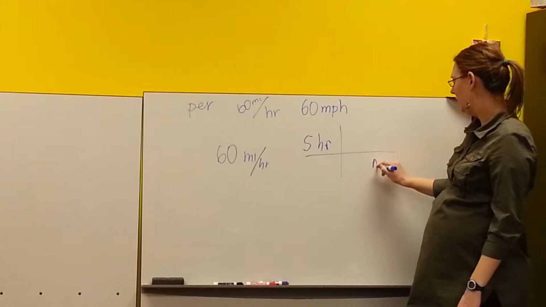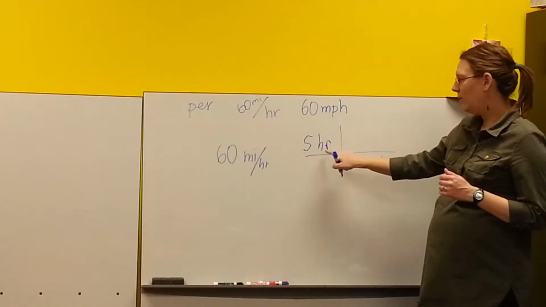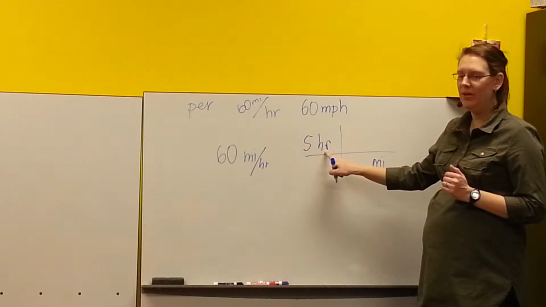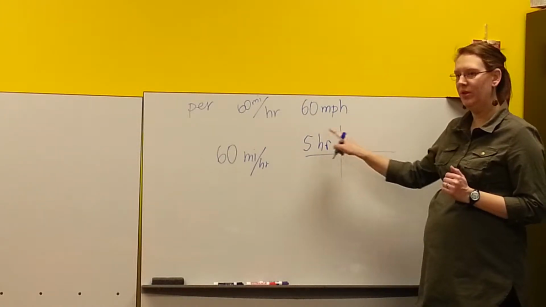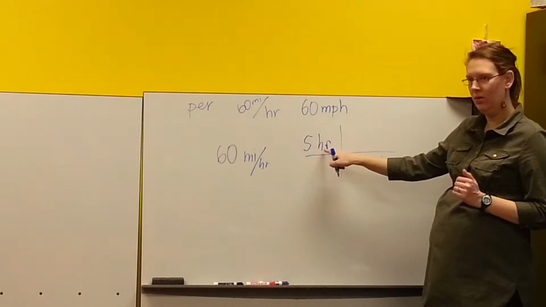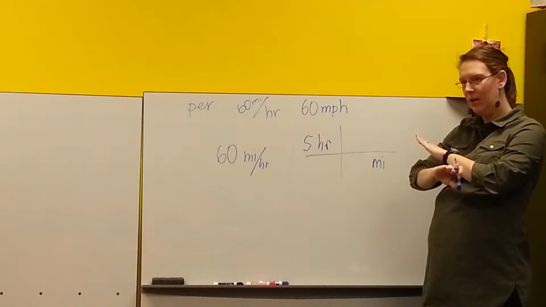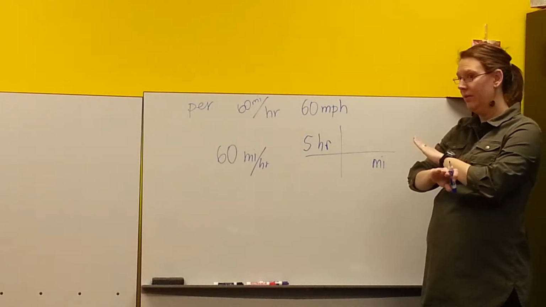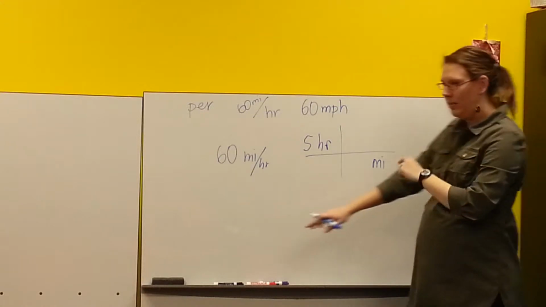Miles on the bottom. Why? We have hours on the top over here. Our job is always to what? With whatever's on the top, what's your job, Damon? To cancel. So is miles going to make hours cancel? Miles and hours are the same thing and they wipe each other out? No, they're not. So we need it exactly the same so they can wipe each other out. So what needs to go on the bottom instead?